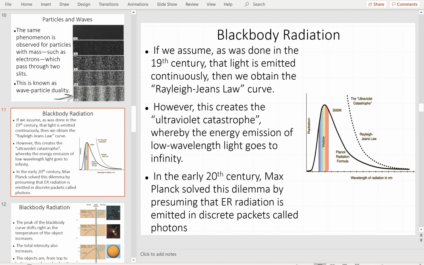Remember, blackbody radiation is the radiation emitted by a black body, and there are many objects which approximate black bodies in the universe. These are basically stars. Stars and planets approximate black bodies. If you were to observe the light that's emitted by the sun as a function of the wavelength, what you would find is this curve here.